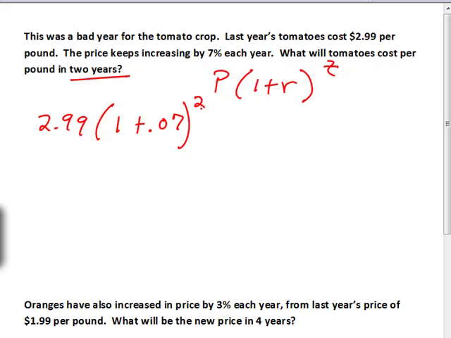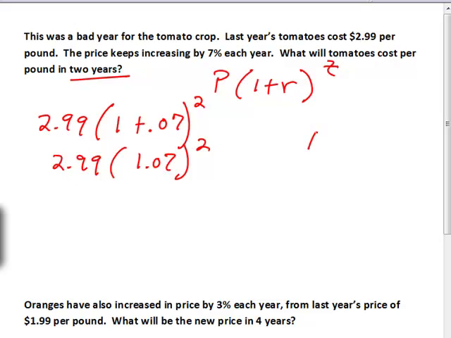So now you have what you need. If you want to simplify it, you're just going to go $2.99, add these together, gives you 1.07 to the second. So now, when you punch that in, you need to learn how your calculator works best for you. My suggestion, do it the easy way. Just go 1.07 squared, and then multiply that times the $2.99.